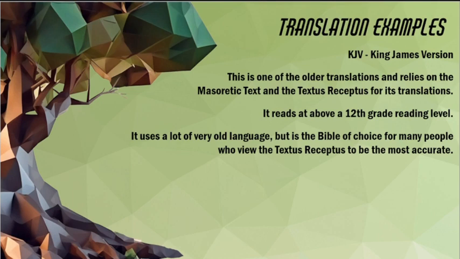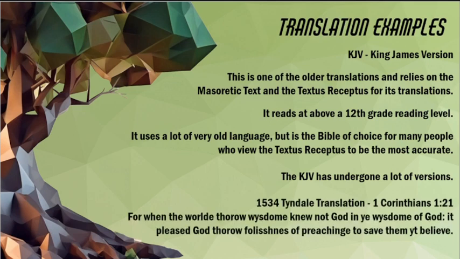The KJV has undergone a lot of versions. Most people who will argue for the KJV will argue for the 1611 KJV. They have probably never read a 1611 KJV and probably could not if they tried. There's even a version before the 1611, and that is the 1534 Tyndale translation. So if you're ready to see this verse in the very oldest KJV you can, you probably will not even recognize some of these words or the spelling.